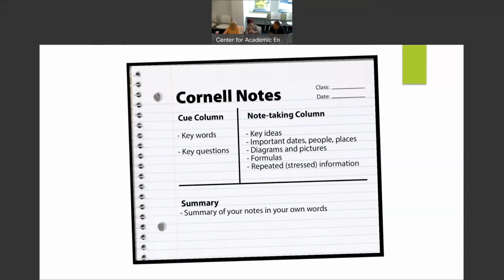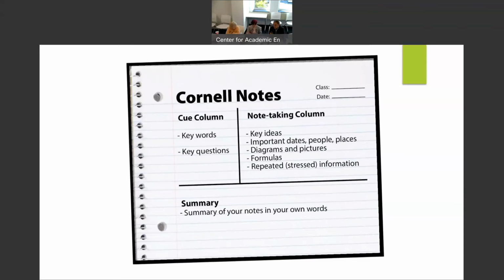And you will notice that in the note-taking column, you're going to put any key ideas. If there's any dates or times or places or people that were intrinsic to the lesson, you're going to write them down. If your professor has given you a diagram, and maybe you can't draw the diagram with a picture, but it is someplace within your text, make a note of where it is so that you can look at it again. Same thing would be true of formulas.